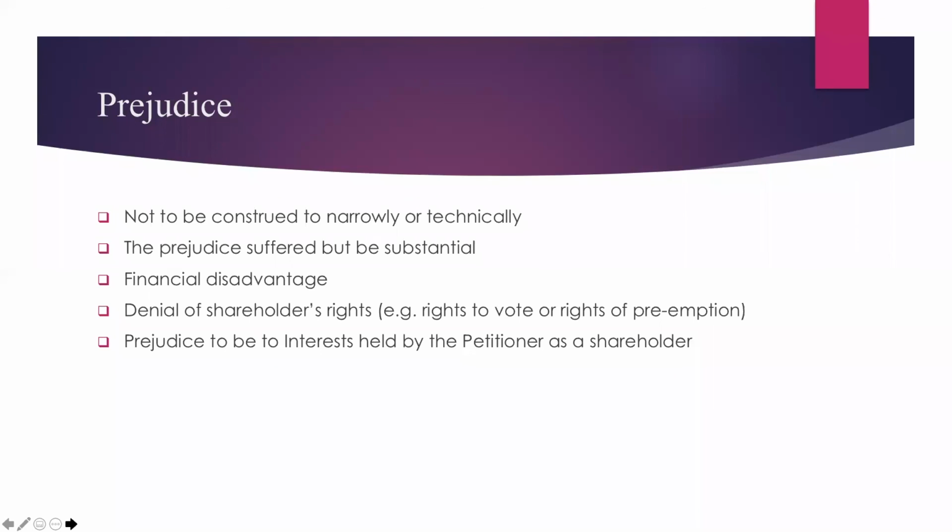I've concentrated up till now on financial disadvantages comprising the potential prejudice that grounds this application. It's quite clear that prejudice in the form of a financial loss is not a prerequisite. Prejudice can involve a simple denial of the petitioner's rights as a shareholder. So, for example, the denial of his rights to a vote or the denial of his rights to the provision of information can comprise sufficient prejudice in this context, just as much as financial prejudice comprises sufficient prejudice to found the jurisdiction.